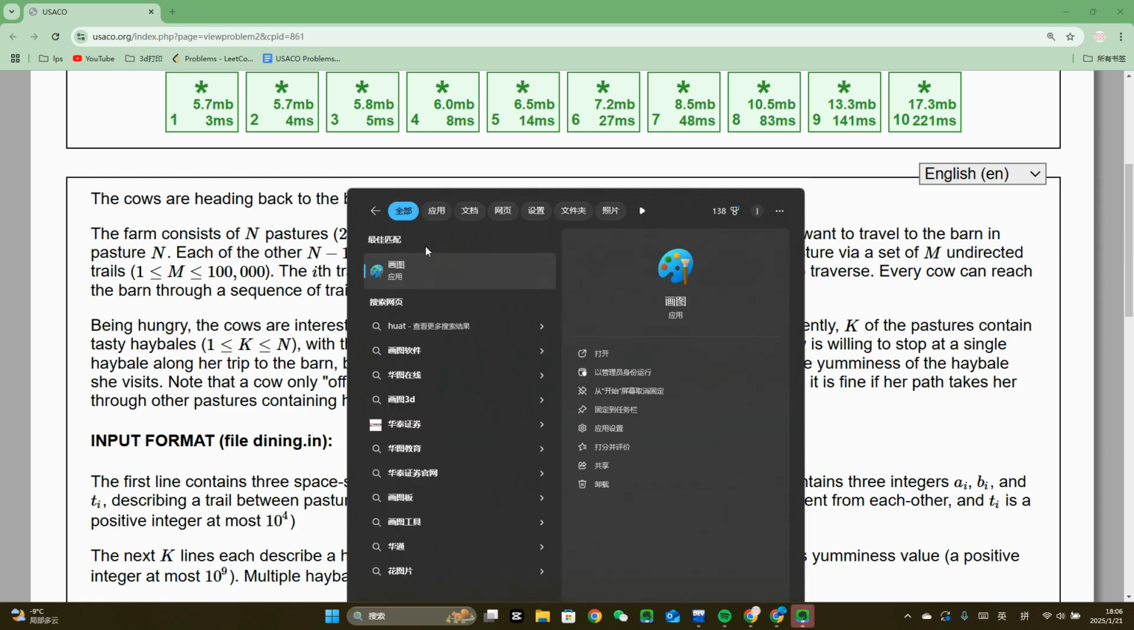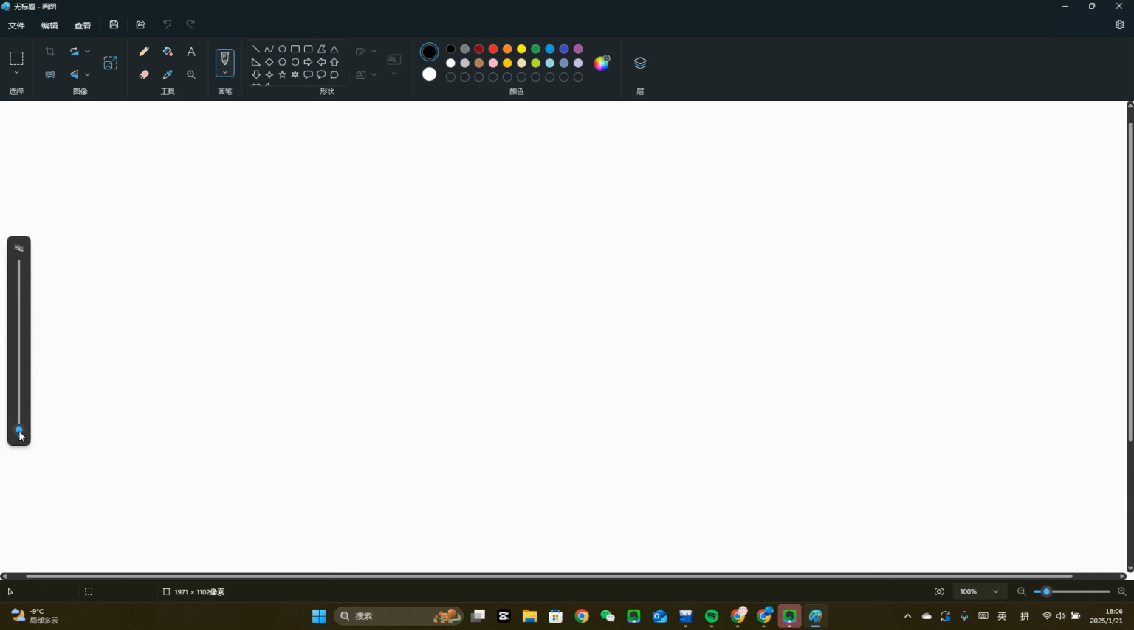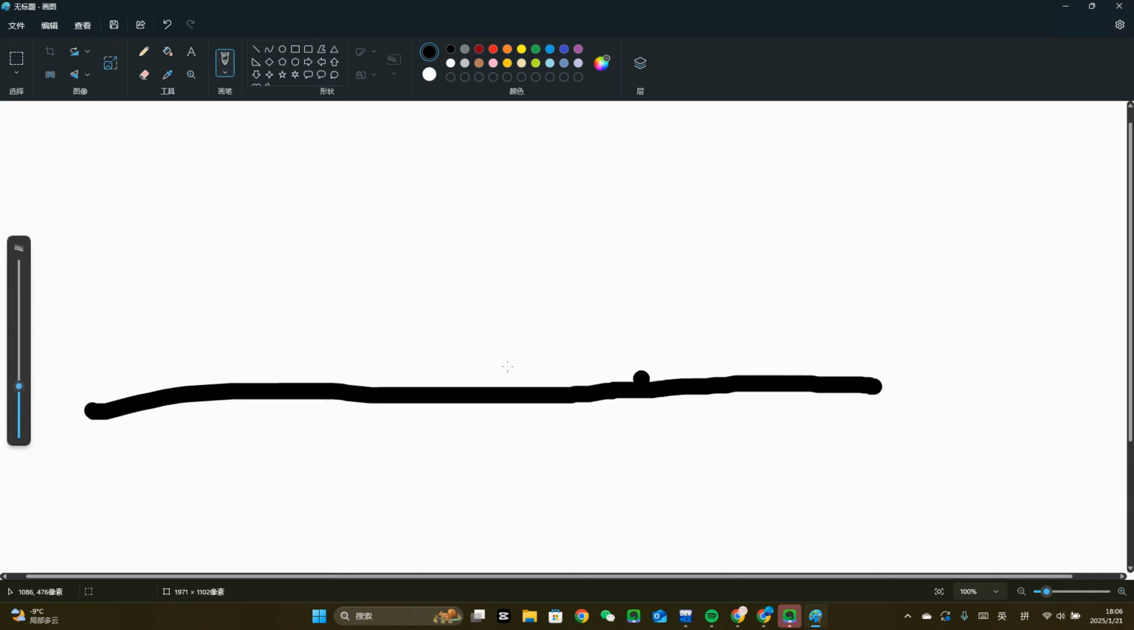So let me pull out a drawing board here. We have, say, all these points. I'm just going to draw them in one dimension, even though they're actually two-dimensional. And a few points with hay bales, so we'll mark them like those, right? And now let's label this one as n, and all these others are just regular points.